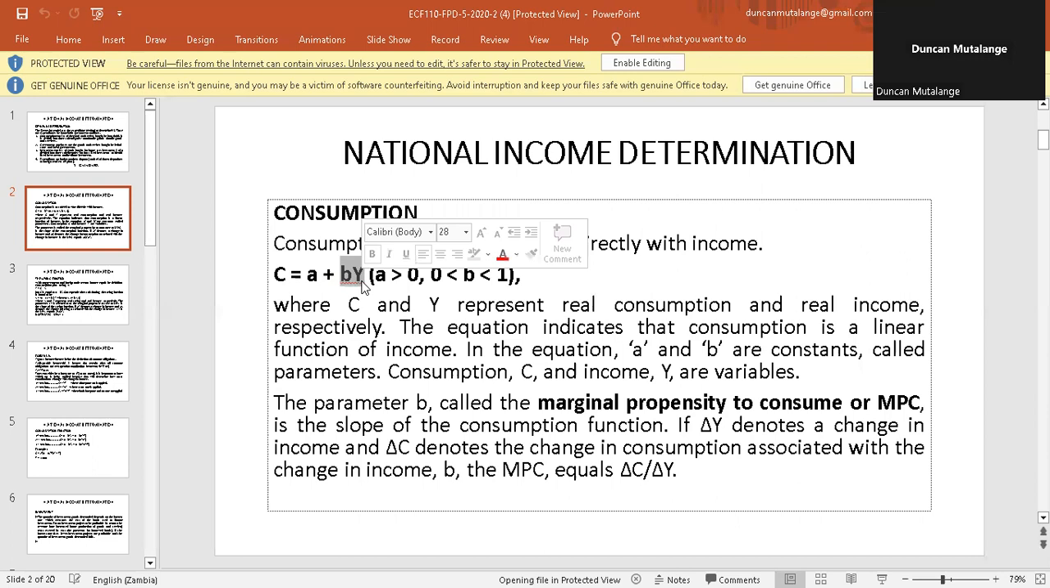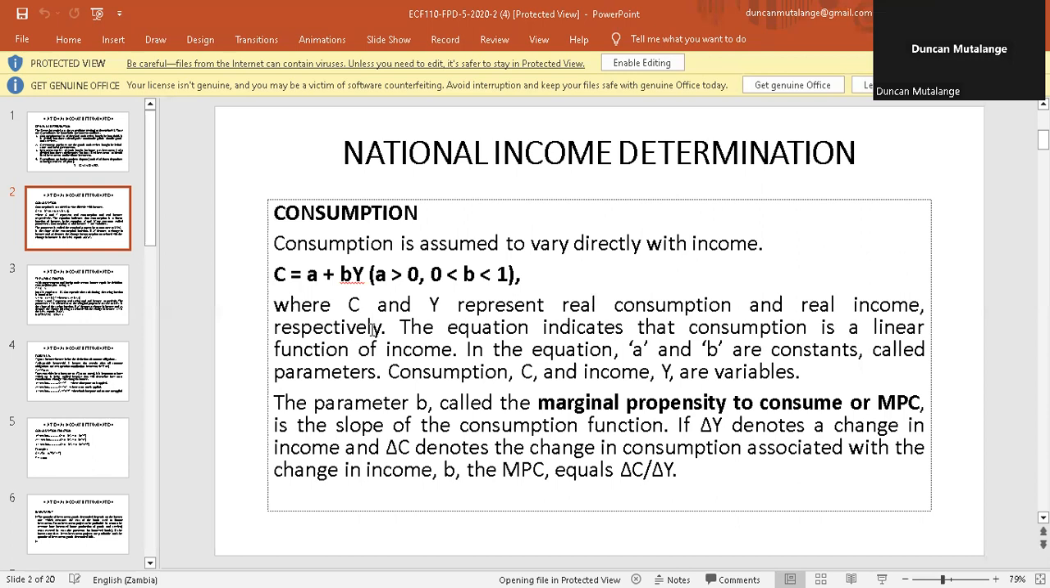This second part shows us the consumption that is dependent on income. This consumption that is dependent on income is called induced consumption, meaning it is being influenced by income. Now, there's a statement right here in front that says consumption is assumed to vary directly with income. So consumption has a positive relationship with income. Meaning when income increases, consumption also increases. That's the reason why we have a plus sign here. There is a positive relationship between C, the consumption, and Y, our income.